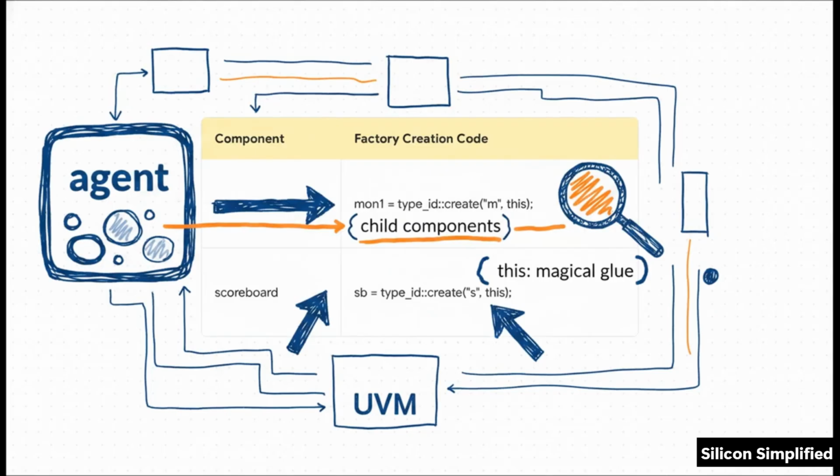So what does that actually look like in practice? Well, inside the build_phase, instead of just writing out a typical constructor, you use the factory create method. You pass it a string name for debugging, but pay very close attention to the second argument you pass, the keyword this. By passing this into the creation method, you are handing over a pointer to the current parent component. That single little keyword is the magical glue that formally registers the new component, like a monitor, as a child of the agent, permanently locking them together in the UVM topology.